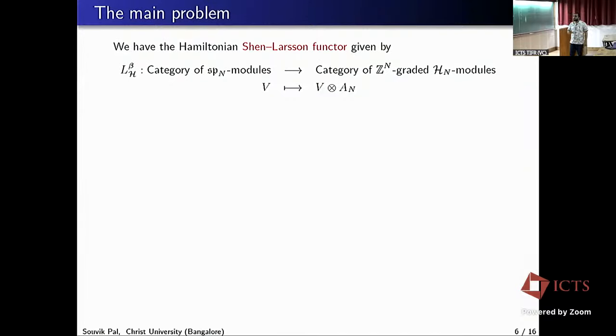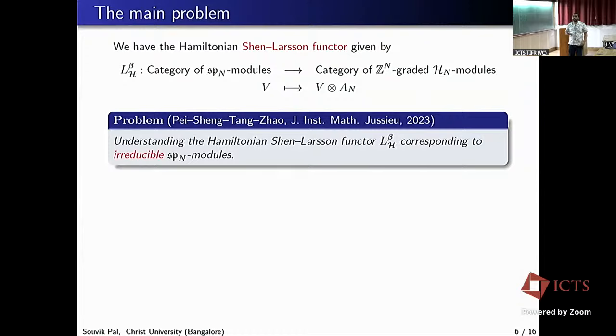So this problem was posed quite recently by these four people, Pen, Sheng, Tao, and Zhao, in their paper. What they asked is they want to understand this functor, roughly speaking, corresponding to irreducible Sp_N modules. What happens when V is irreducible? How does the functor behave? How will V tensor An behave, and so on? So let's start with the first obvious question. Does this functor preserve irreducibility? What do you mean by that? That if V is an irreducible Sp_N module, is V tensor An irreducible or not?